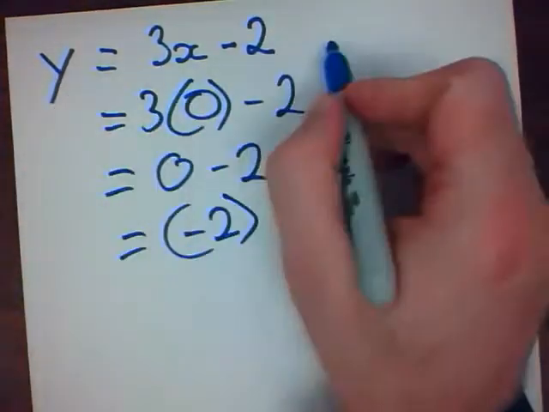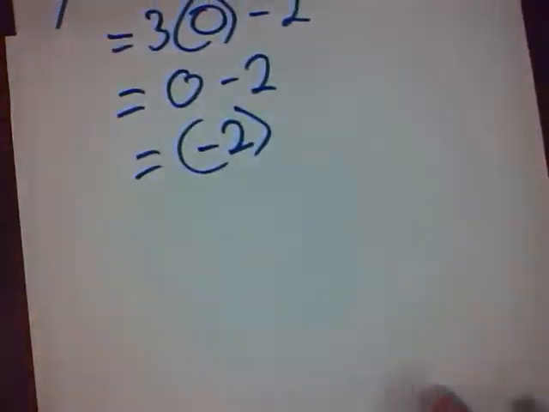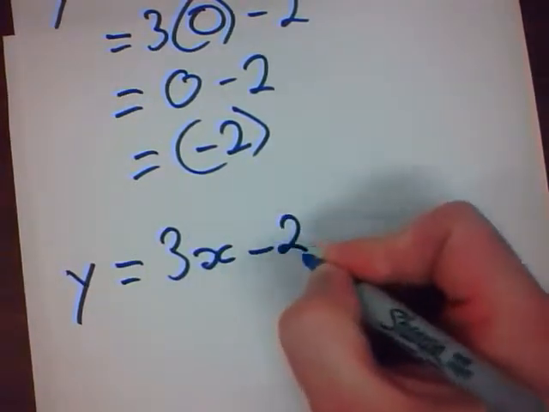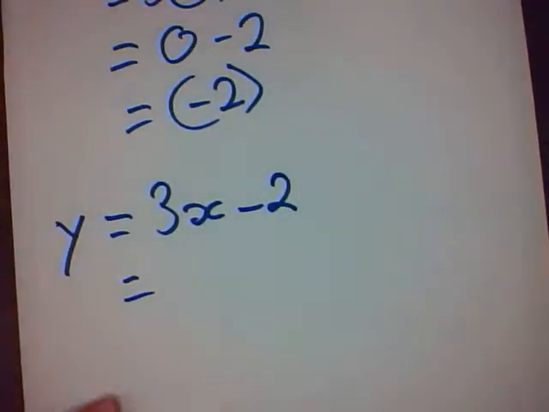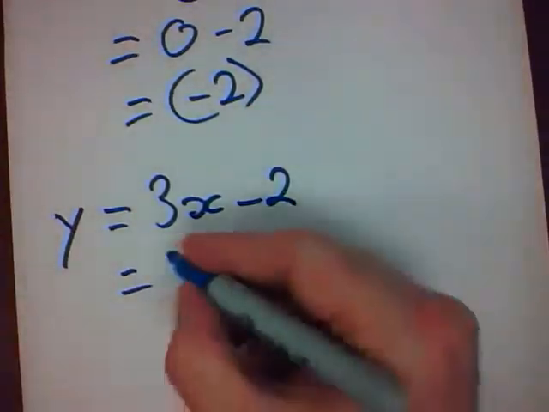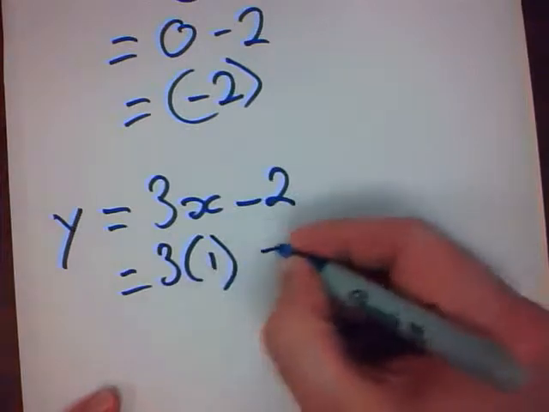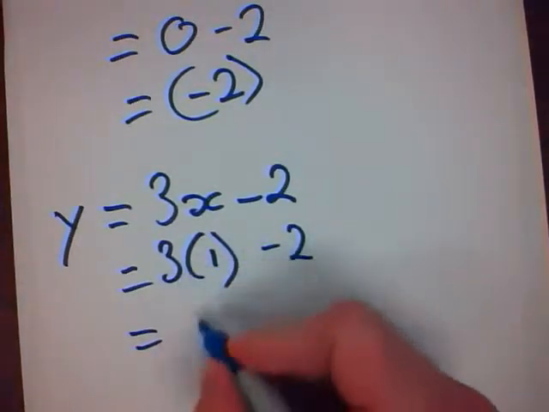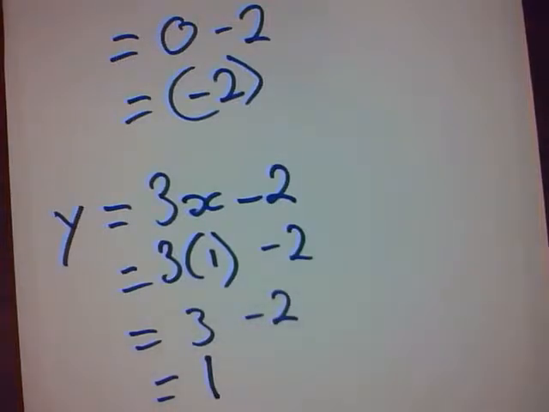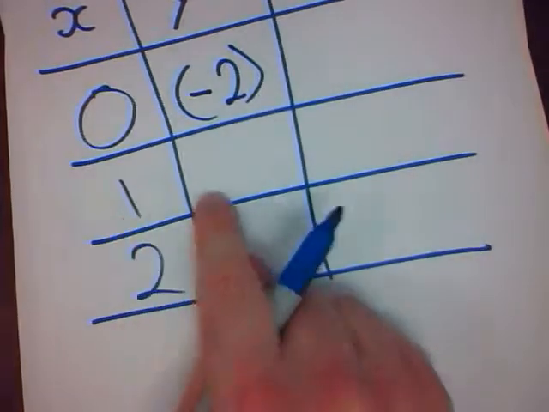Now I'm going to take the same equation and do it again. This time, x will be 1. Three times 1 is 3. 3 minus 2 is 1. So when x is 1, y will be 1.